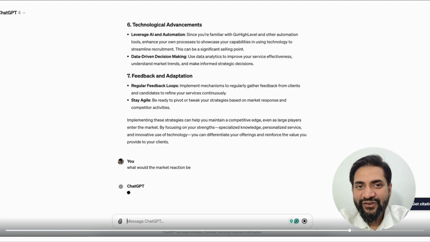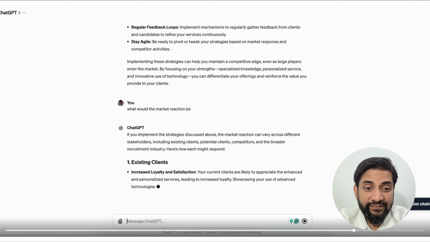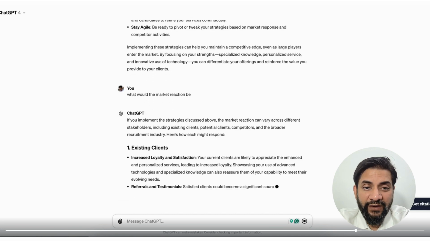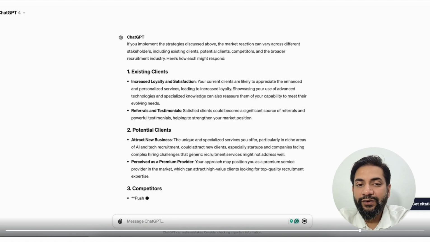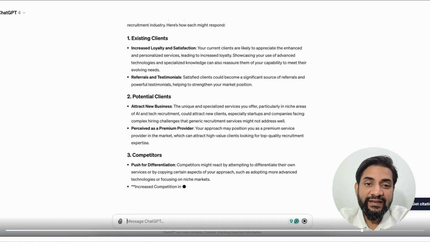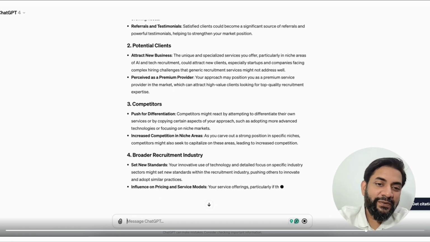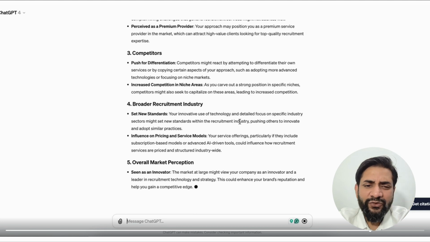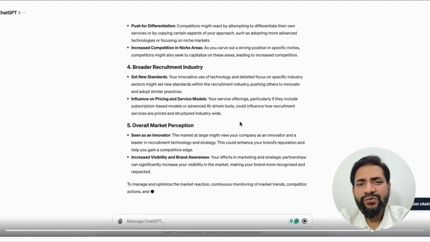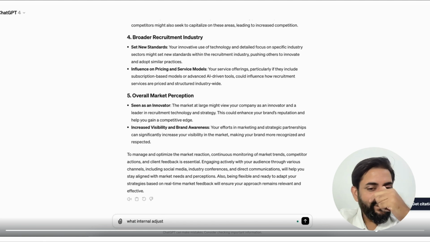Now, what would the market reaction be if a major tech company comes in as a competitor? If we implement the strategies above, the market reaction would be increased loyalty and satisfaction, referrals and testimonials, attract new business, perceived as a premium provider, push for differentiation, increased competition in niche areas, broader recruitment industry, overall market perception, and so on. So it would depend on what you are asking, what industry you are targeting, and so on.